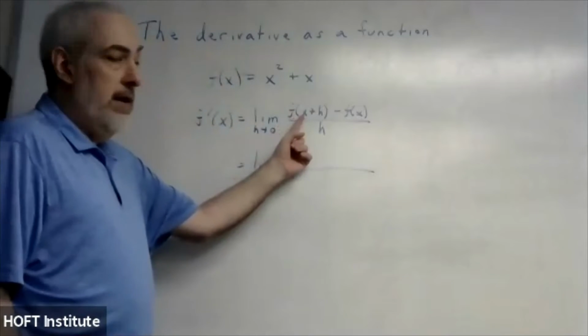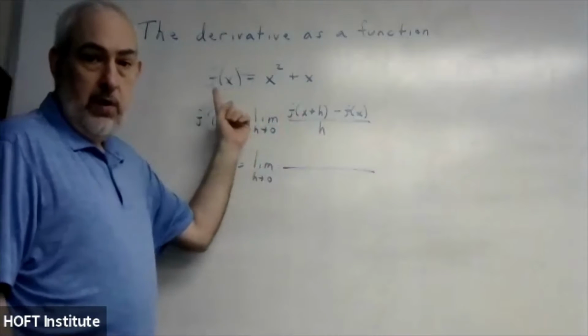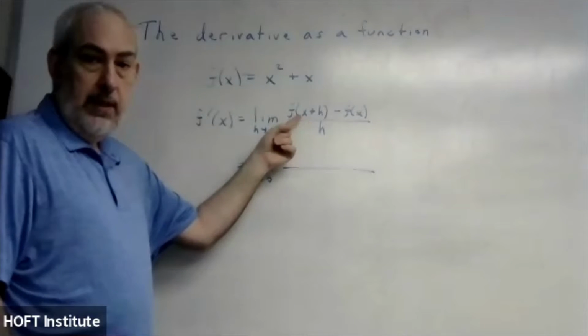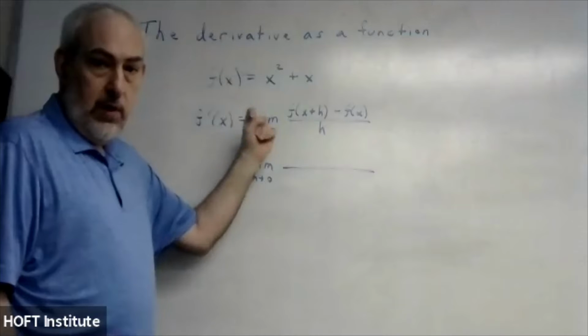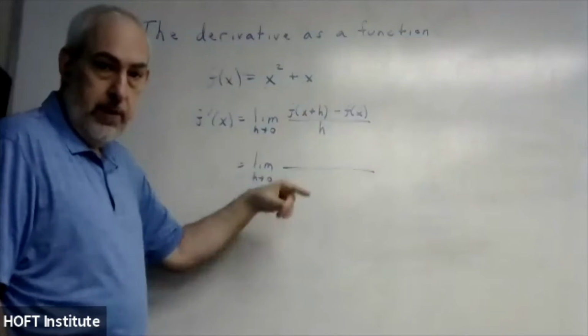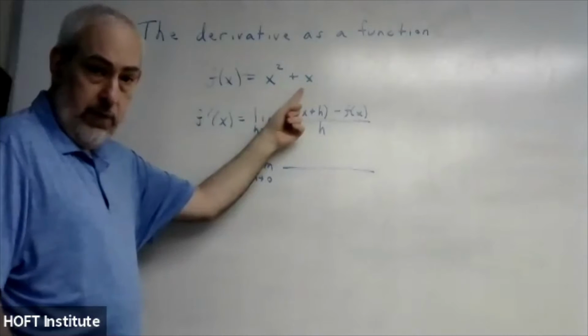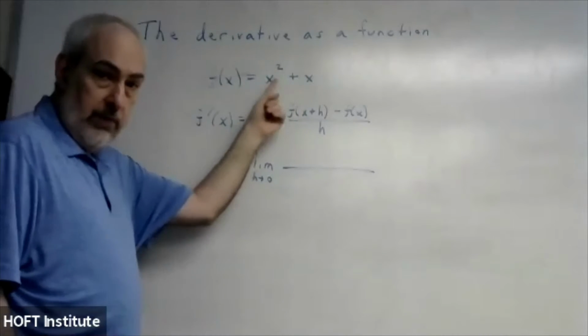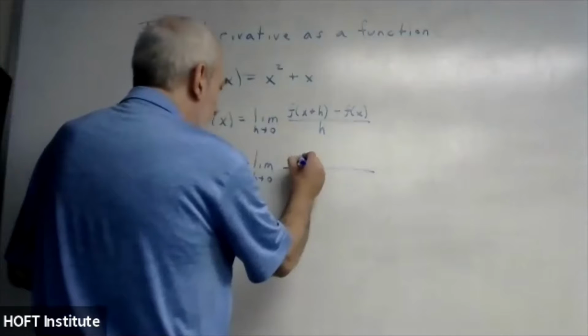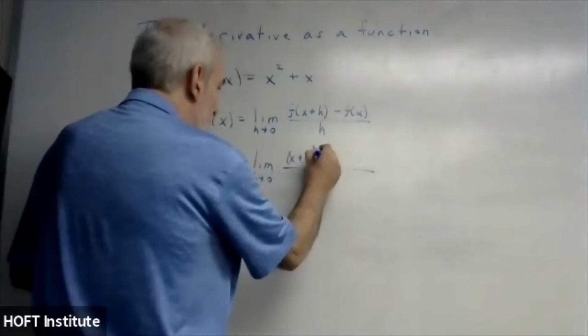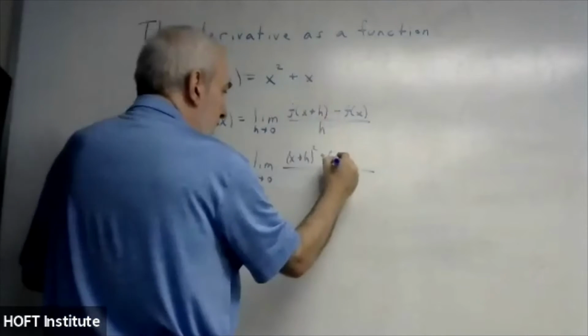So first, what is f of x plus h? It's going to be our function, but we're going to be plugging in the value x plus h into our function for all of the x's. So this x is going to get replaced with x plus h, and that x is going to get replaced with x plus h. And we're going to have to remember to square that. So it's going to be x plus h in parentheses squared plus x plus h.